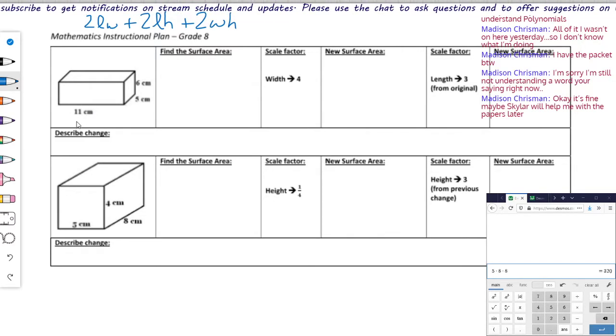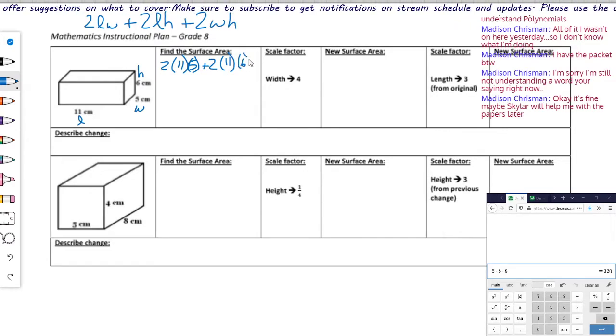So then again, just labeling stuff, 11 will be my length, 5 will be my width, and 6 will be my height. It is going to get a little bit cramped when I write this, so it's going to kind of run over, so I apologize for that, so just bear with me. So 2 times the length of 11 times the width of 5, plus 2 times the length of 11 times the height of 6, plus 2 times the width of 5 times 6.